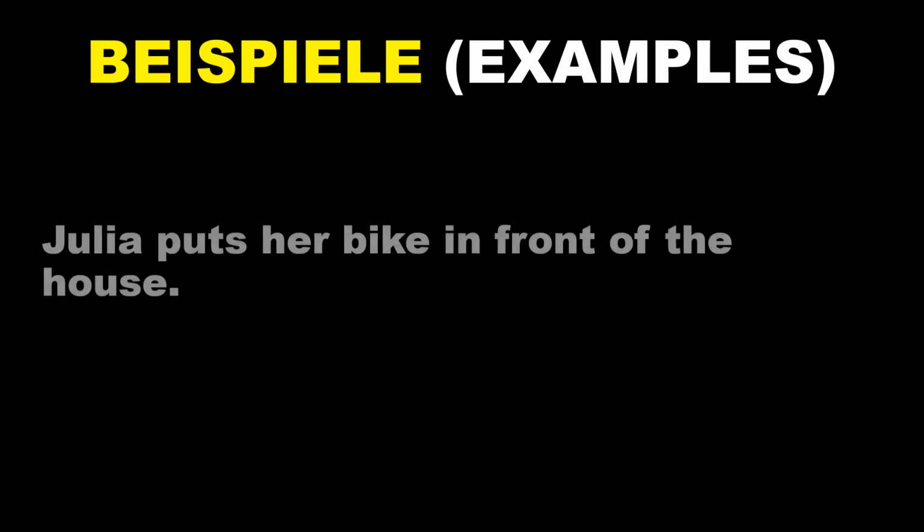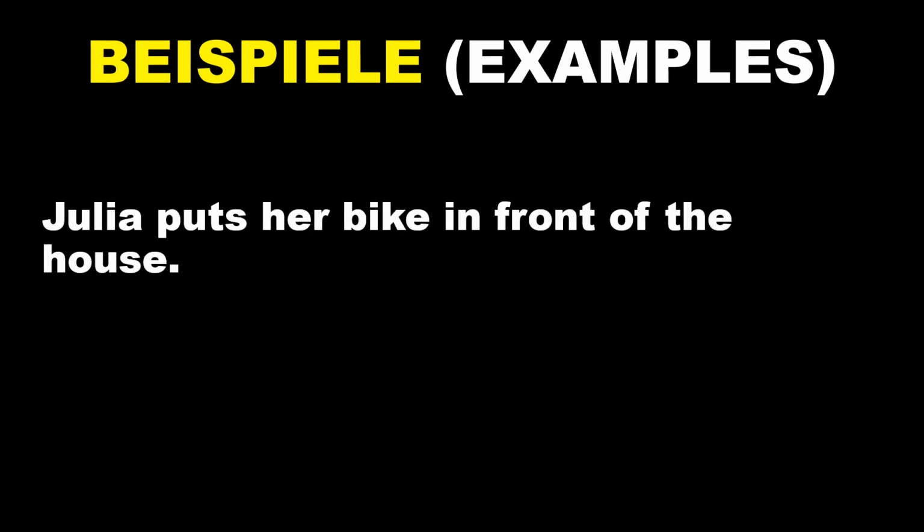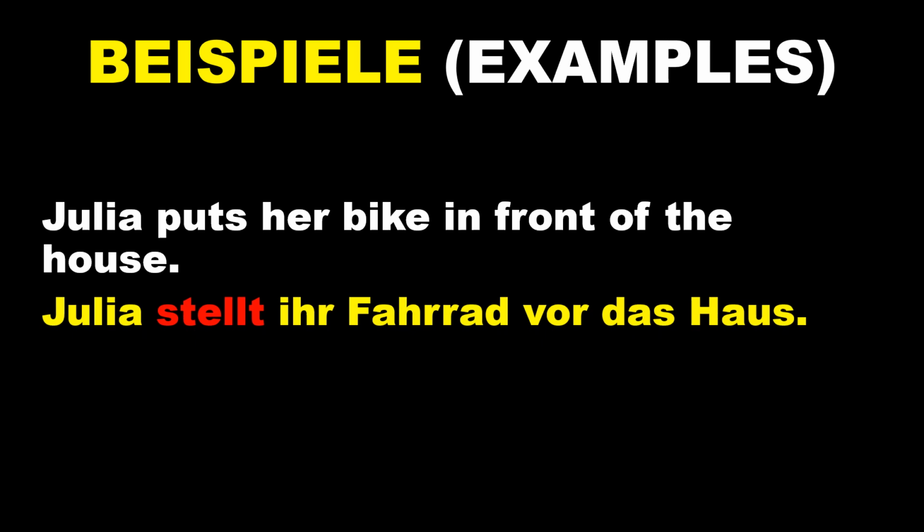Now, Beispiele, examples. This is our first example. Julia puts her bike in front of the house. Very simple. That is how we will translate it. Julia stellt ihr Fahrrad vor das Haus. Now here you can see we do have a preposition here, which can be dative, which can be accusative. But here we have used it as accusative.